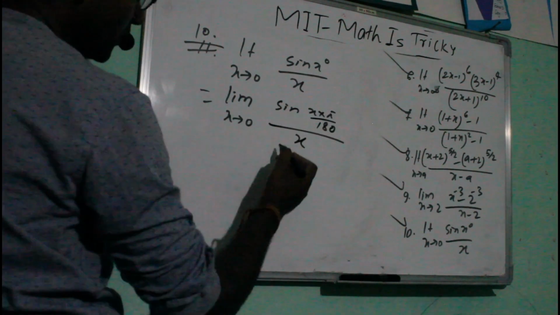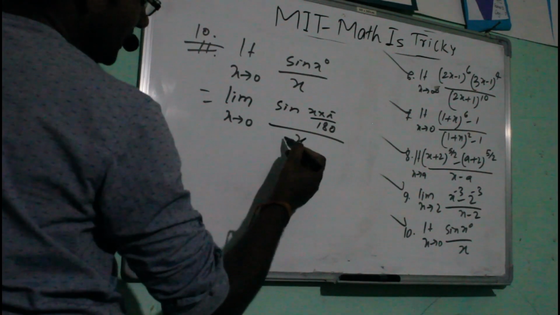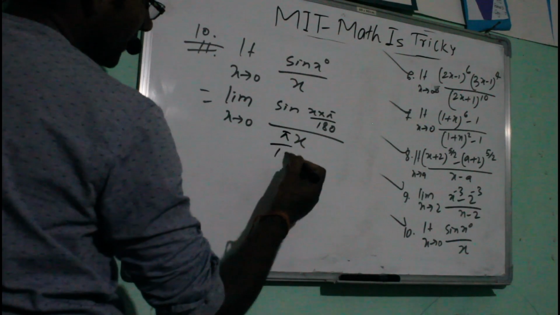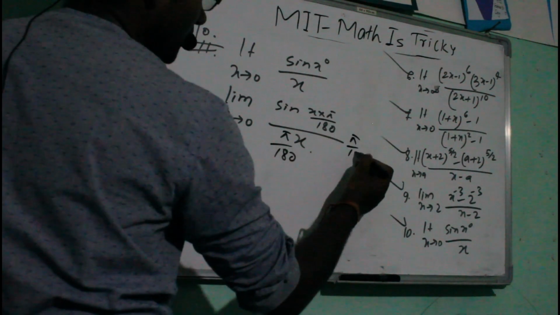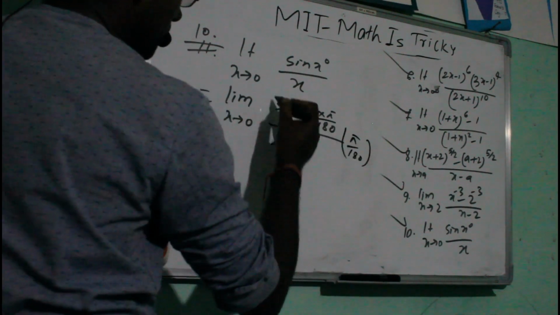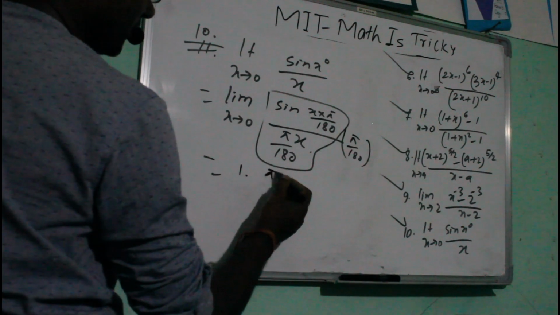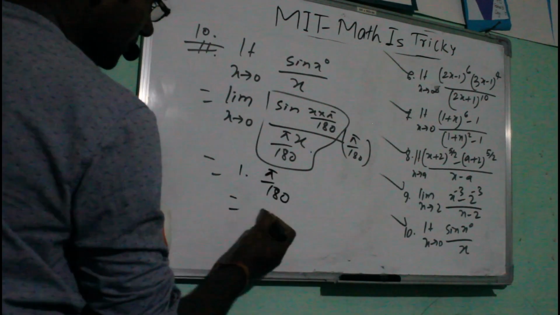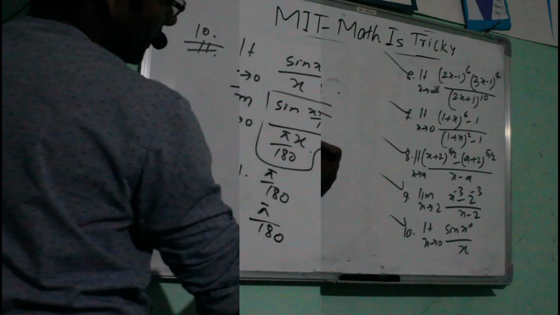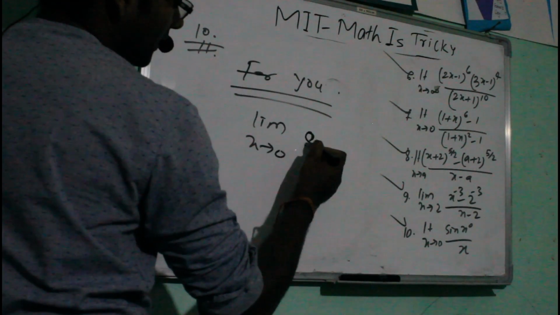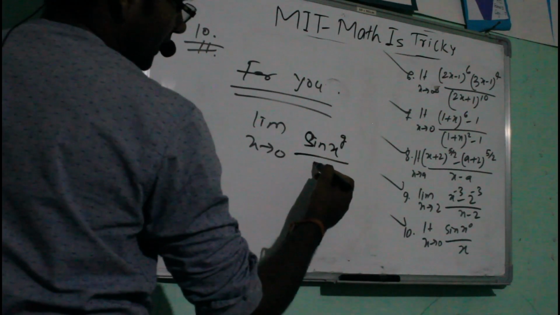Now to use the formula we have to balance the denominator. So we have to write here pi by 180, and then to cancel this pi by 180 we also have to write it. So now this goes in the formula so that it is 1 into pi by 180. So the answer is pi by 180. Limit x tends to 0, sine x degree by x. Hope you understood.